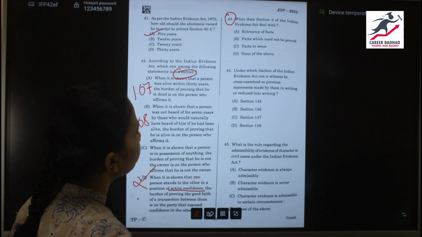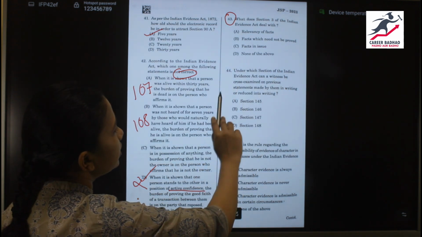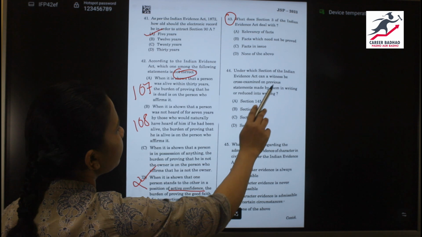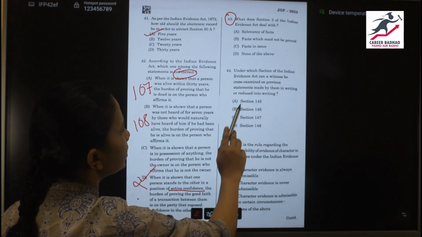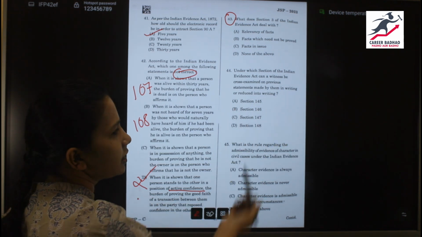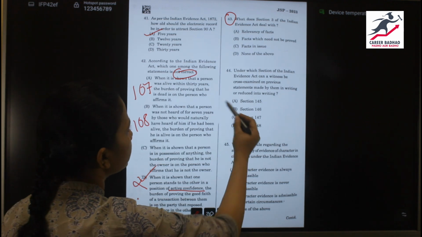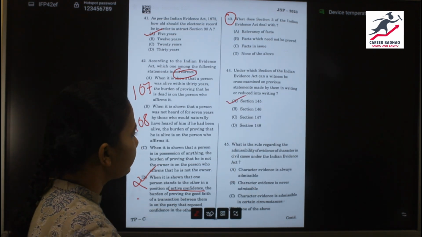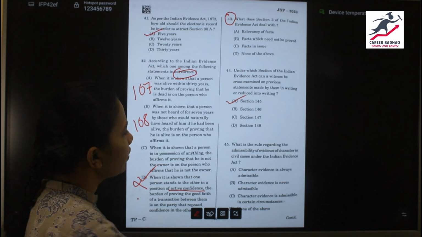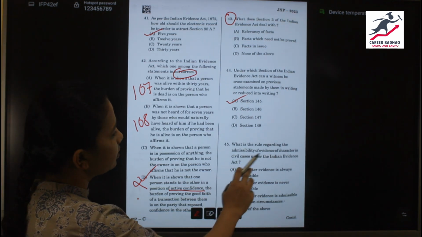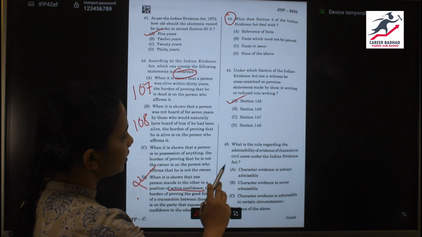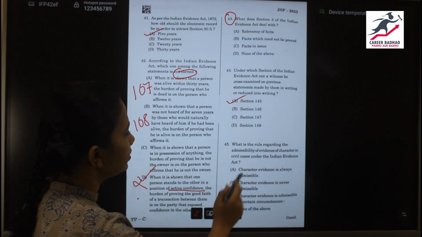Let's move to question number 44. Under which section of the Indian Evidence Act can a witness be cross-examined on previous statements made by them in writing or reduced into writing? This is also a direct question. So the correct answer is section number 145. Let's move to question number 45. What is the rule regarding the admissibility of evidence of character in civil cases under the Indian Evidence Act?